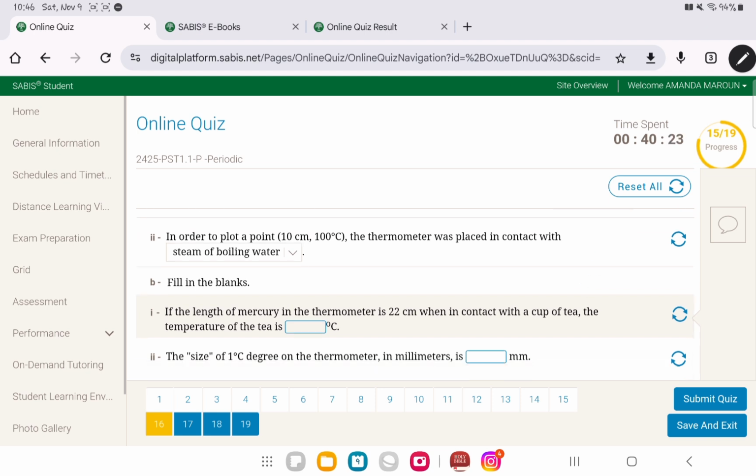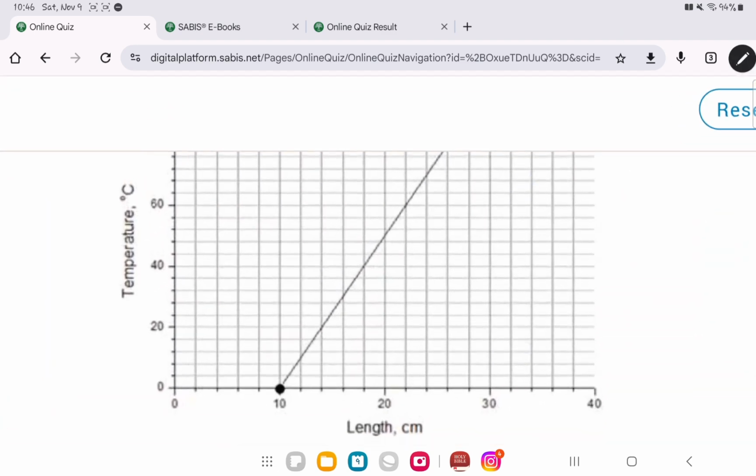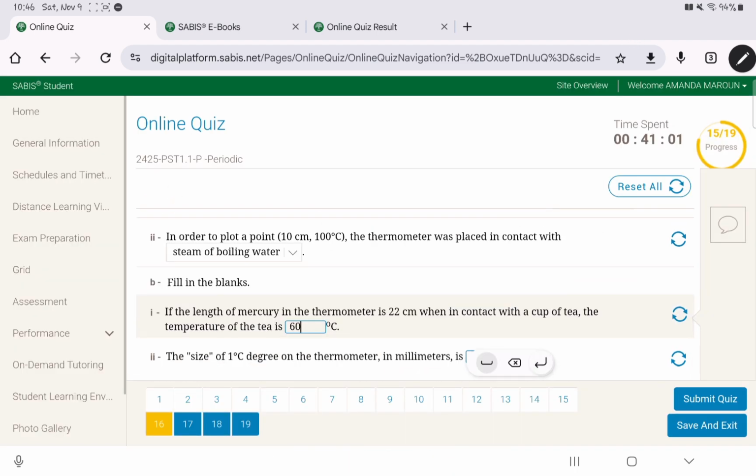Now, the length of the mercury in the thermometer is 22 centimeters when in contact with a cup of tea. Okay, so then the temperature of the tea is what? Very simply, we're going to go to the graph, okay? We're going to say, okay, this is 0, 2, 4, 6, 8, then 10, 12, 14, 16, 18, 20, 22. Over here is the 22 in centimeters. It is 60 degrees Celsius. So the temperature of the cup of tea is 60 degrees Celsius.